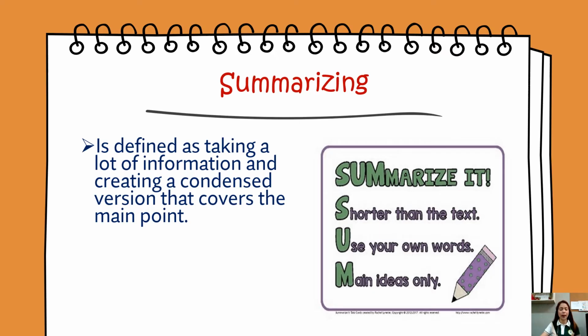In contrast, summarizing is a brief overview of an entire discussion or passage read. In summarizing a text or story, always remember the SUM: shorter than text, use your own words, main ideas only. That will make summarizing easier. Summarizing is defined as taking a lot of information and creating a condensed version that covers the main points. We often summarize to emphasize important points of certain texts. When we summarize, too many details and examples may be removed, for these will distract the readers from the most important information.